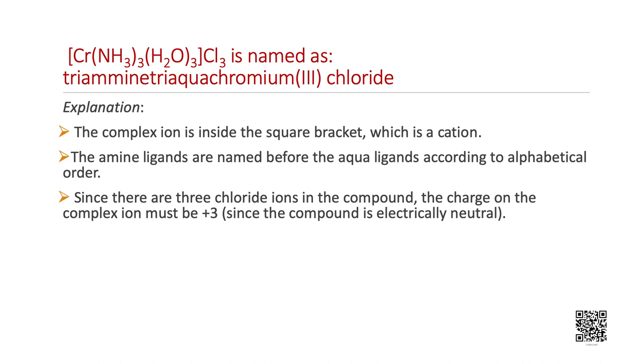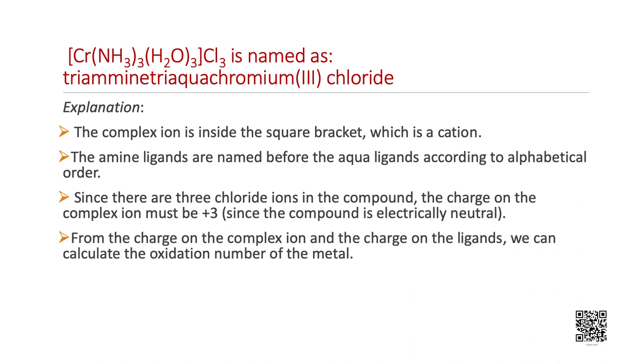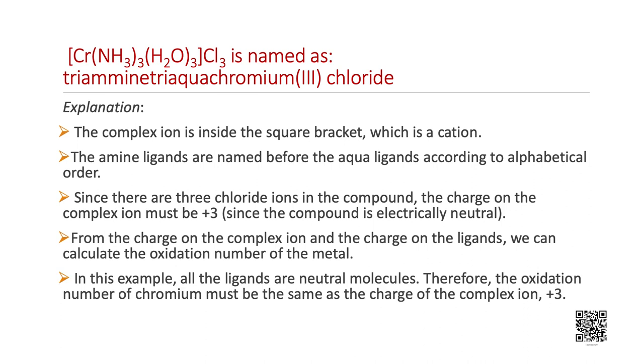Since the compound is electrically neutral, from the charge on the complex ion and the charge on the ligands, we can calculate the oxidation number of the metal. In this example, all the ligands are neutral. Therefore, the oxidation number of chromium must be the same as the charge of the complex, that is +3.